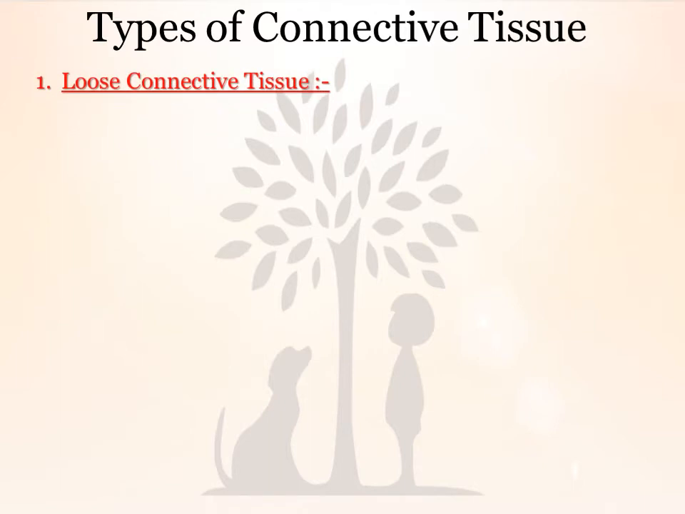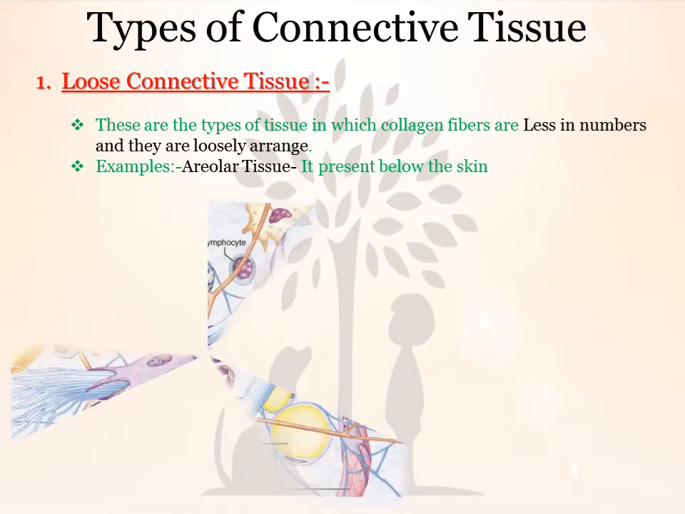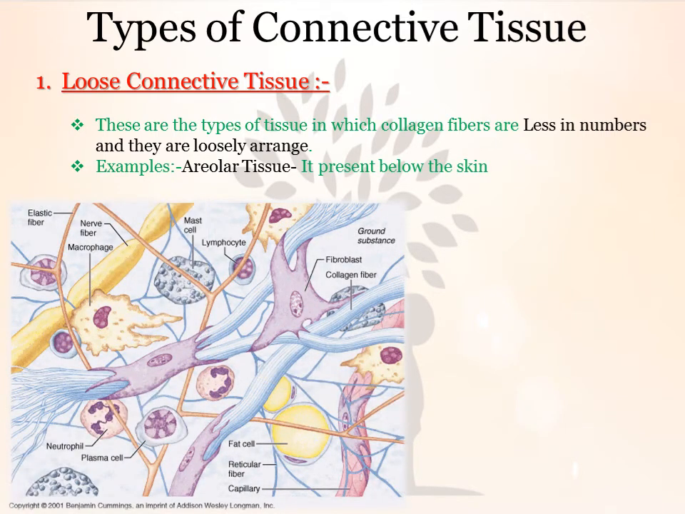The first type of connective tissue is loose connective tissue. These are the type of tissue in which collagen fibers are less in number and they are loosely arranged. Means the fibers are very few in number, that's why they are scattered in the complete tissue, so they are loosely arranged. Example, the first is areolar tissue. It is present below the skin. This is the diagram of areolar tissue.